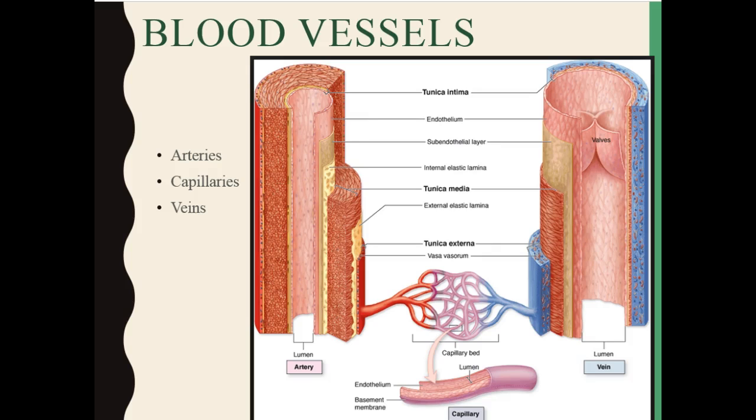Blood vessels. There are three types of blood vessels. Arteries that take blood away from the heart. Capillaries that are the smallest, tiniest, between the two types. And then the veins, which return blood to the heart. Main thing to note between these two different types, the walls of the arteries are significantly thicker, which leads to a smaller opening or lumen.